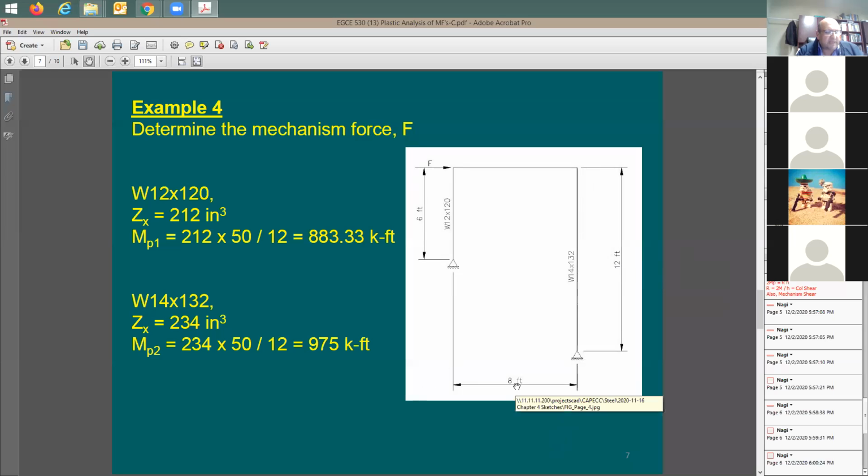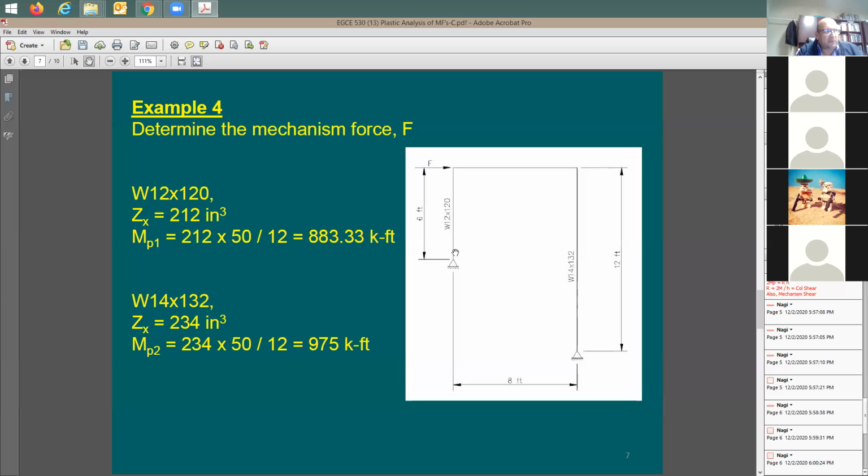You think that this spacing between the columns is going to be critical to us? Not really. Here's the first column, W12 by 120. You have the ZX. You can just look it up in the table. It's going to be 212. Second column, also same thing, ZX. Look it up. MP for the first column, I'm going to call it MP1. It's going to be equal to what? ZX times F sub Y, and I like to divide by 12 to put it in kip-foot.